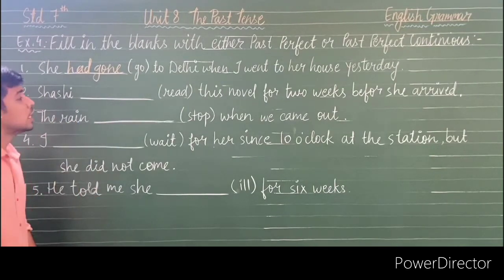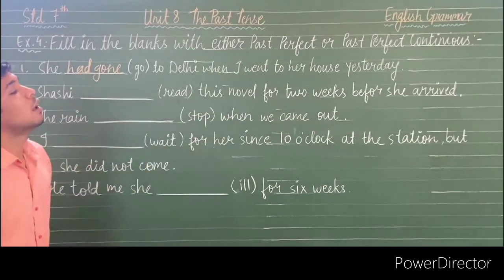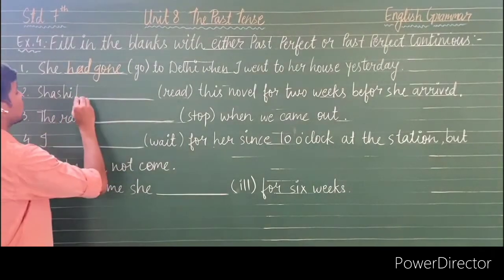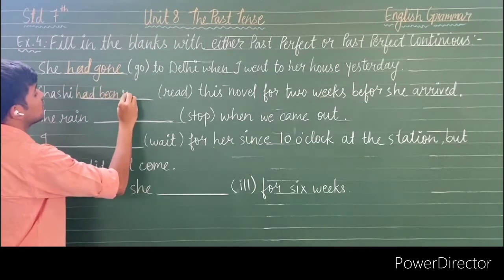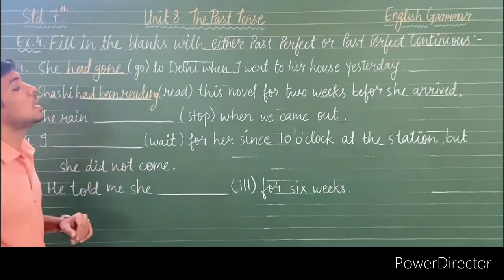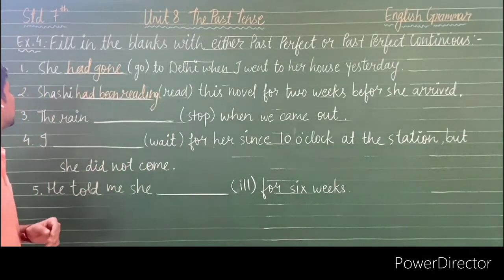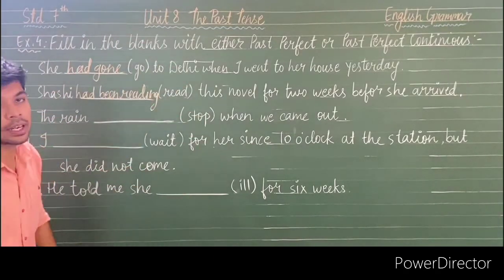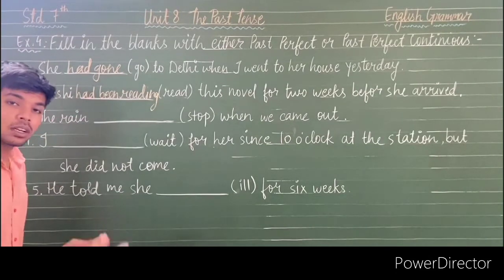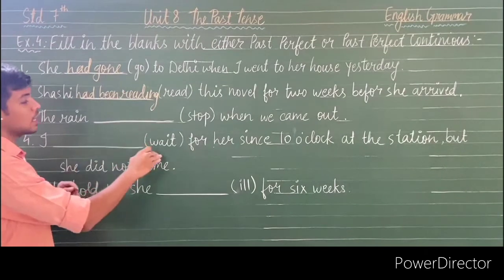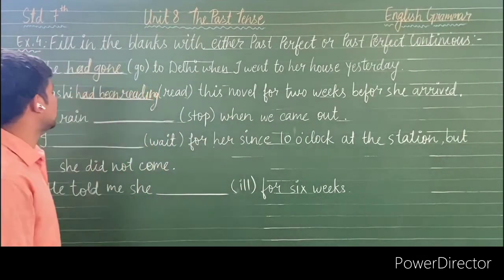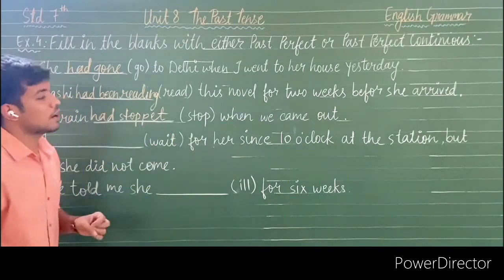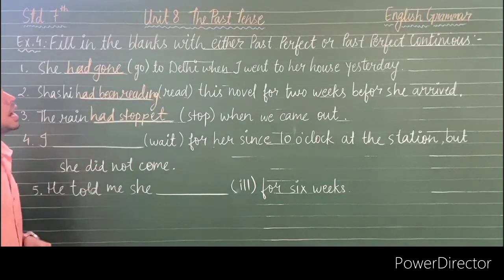Then the next one: Shashi blank, in bracket we are having read, this novel for 2 weeks before she arrived. So we'll write the answer: Shashi had been reading this novel for 2 weeks before she arrived. Now this first sentence was in the past perfect tense and the second was in the past perfect continuous tense. Now third one: the rain blank, in bracket we are getting stop, when we came out. So the answer will be: the rain had stopped when we came out. So this is past perfect tense.